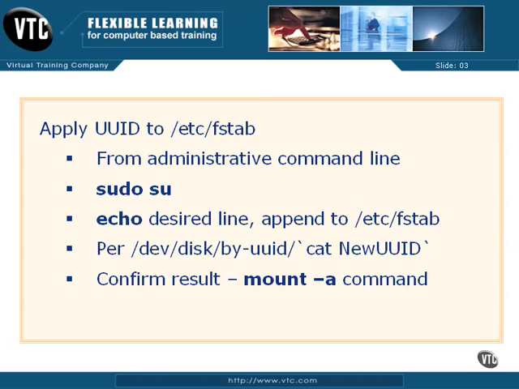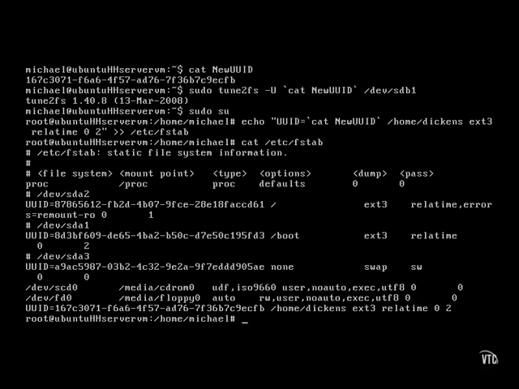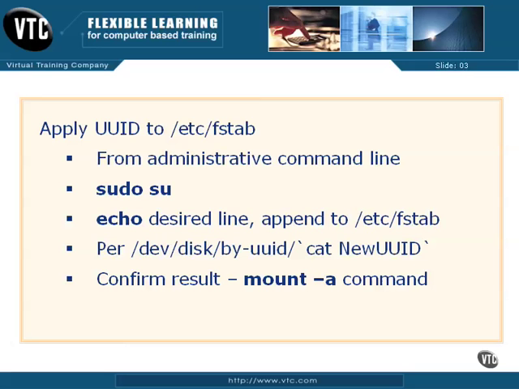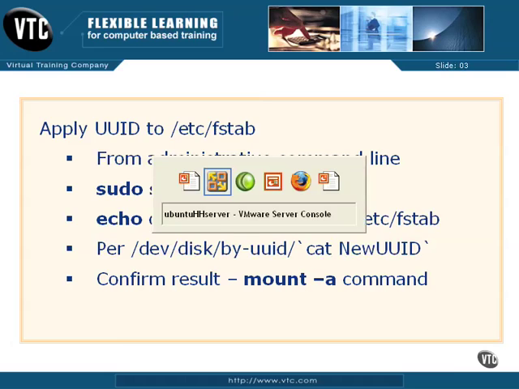But there's one more thing you need to do. You could try to mount the new mount point immediately, but as you can see here, it doesn't work because you need a device file, and that long number at the end is the UUID in the /dev/disk directory, or /dev/disk/by-uuid directory.